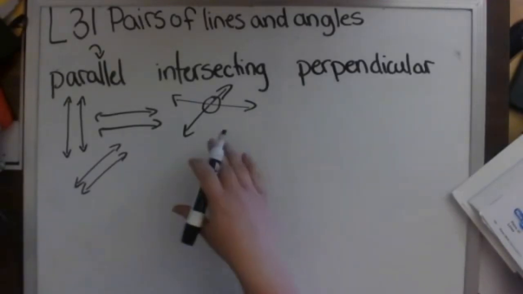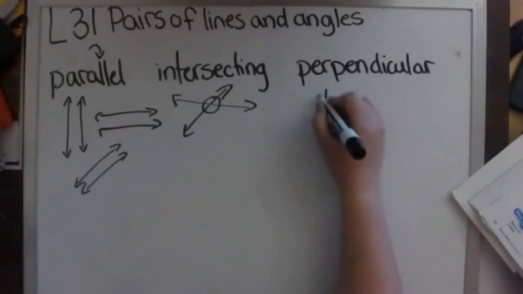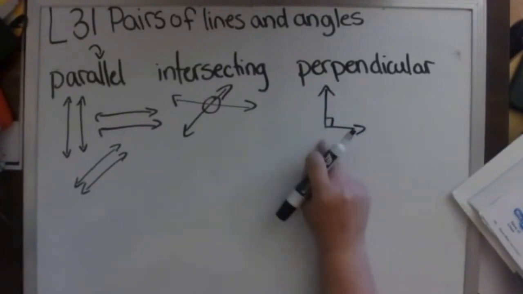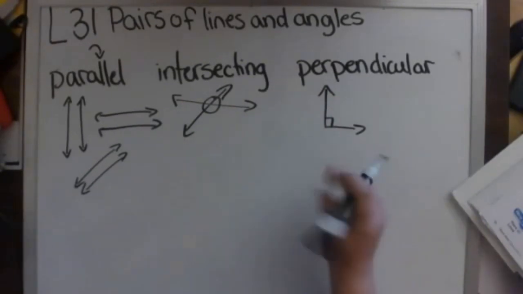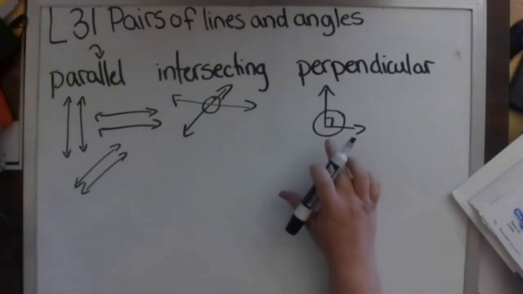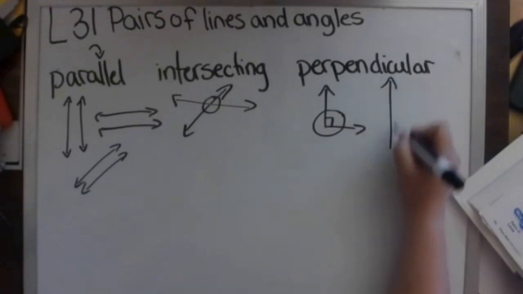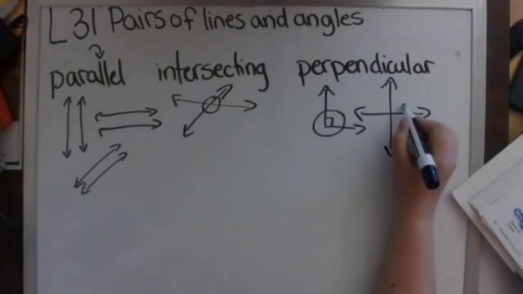Perpendicular intersects, but in a certain way. Perpendicular lines intersect at a right angle, specifically at a right angle. Intersecting means meets. Perpendicular means meet at a right angle. That's the qualifier. It has to be a right angle. So let me make another one. Same thing, the two lines meet at right angles.